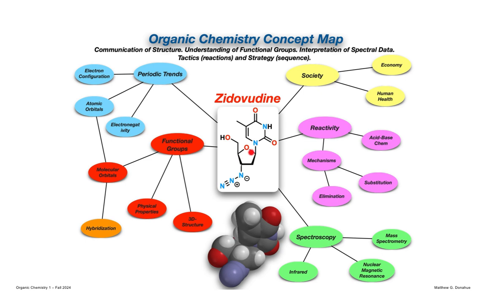And then we'll spend a lot of the remaining or the end part of this semester on reactivity. So we'll look at reactions in general. We'll review acid-base chemistry. And then we'll get into the two main mechanisms by which reactions occur in Organic 1, substitution and elimination.